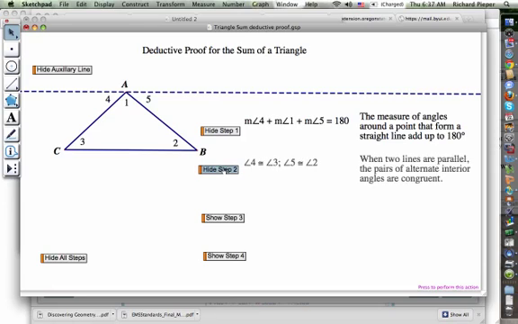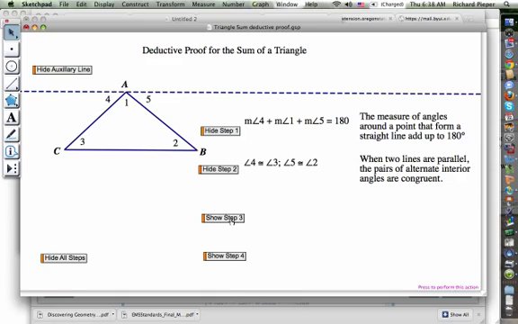Next thing we'll say is angle 4 is congruent to angle 3, and angle 5 is congruent to angle 2. You'll recall you just found out that when two lines are parallel and cut by a transversal, alternate interior angles are congruent, is what you should have found in your last activity. Likewise, this transversal, AB, cuts these two parallel lines so that alternate interior angles 5 and 2 are congruent.